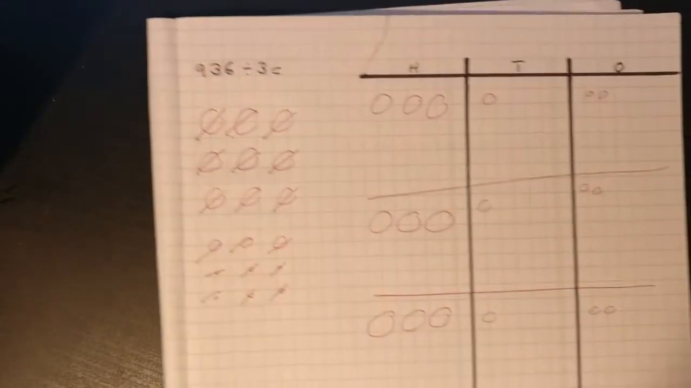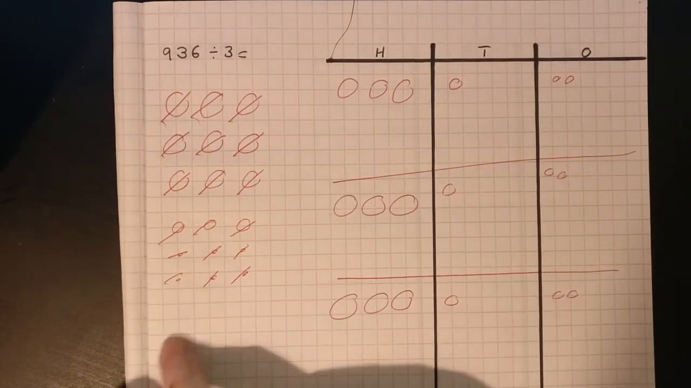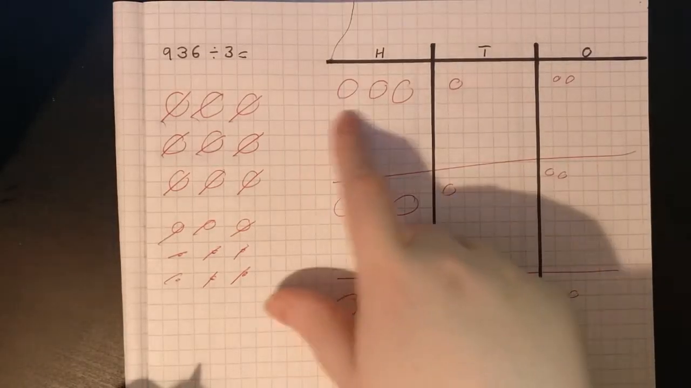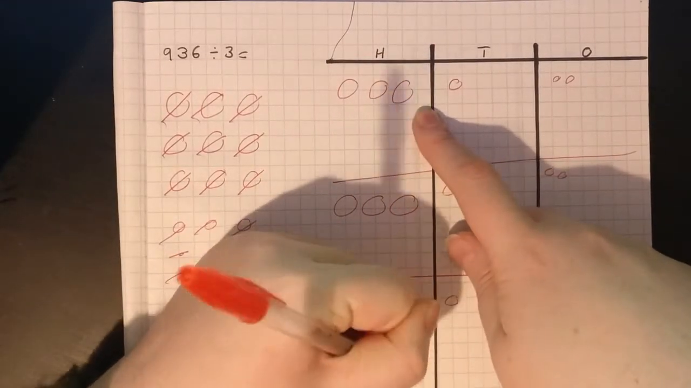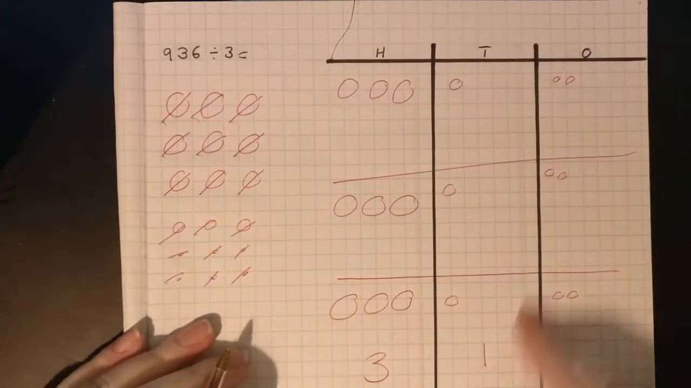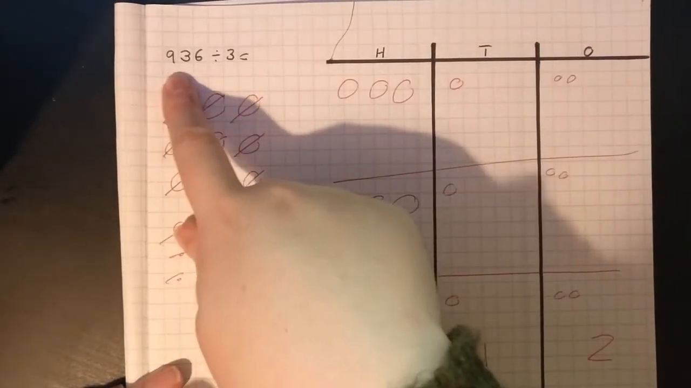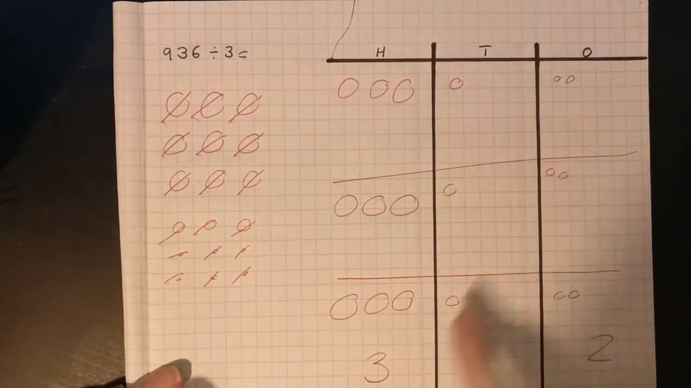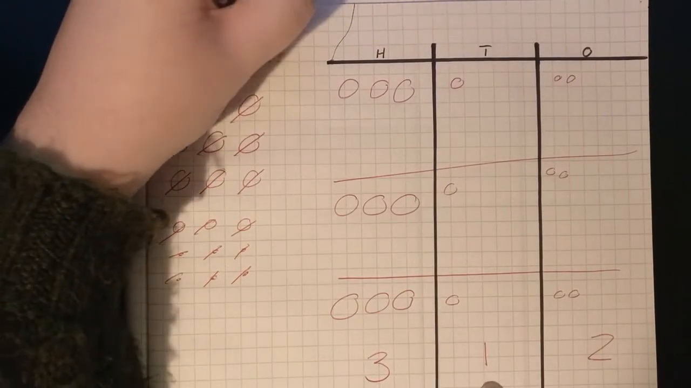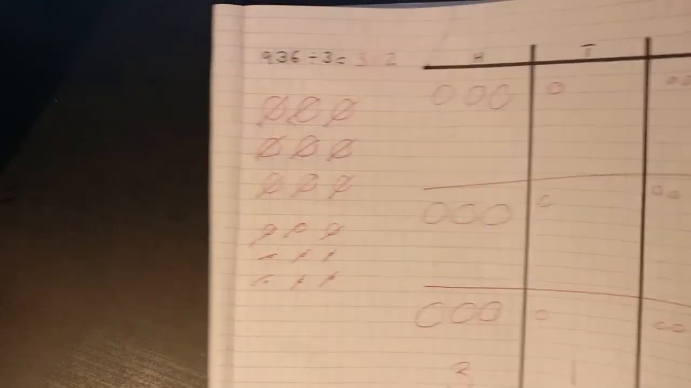Okay, so I've shared it equally with no remainders. I've got none left over and each row has exactly the same amount in it. We've got 3 hundreds in each row. We've got 1 ten in each row. And we've got 2 ones in each row. So 936 divided by 3 is equal to 312. Okay, let's have a look at another example.